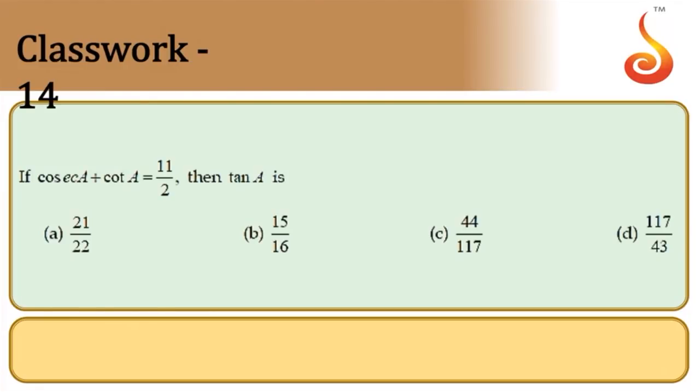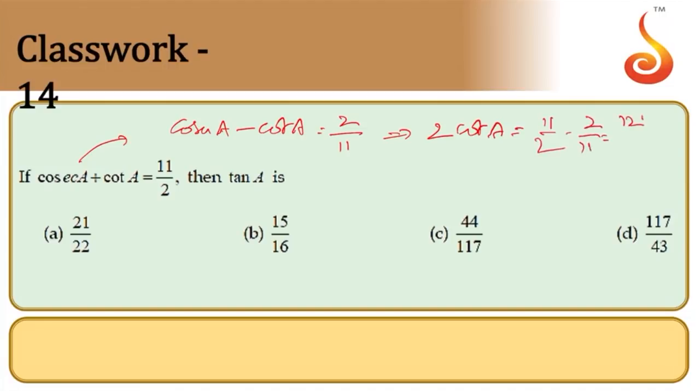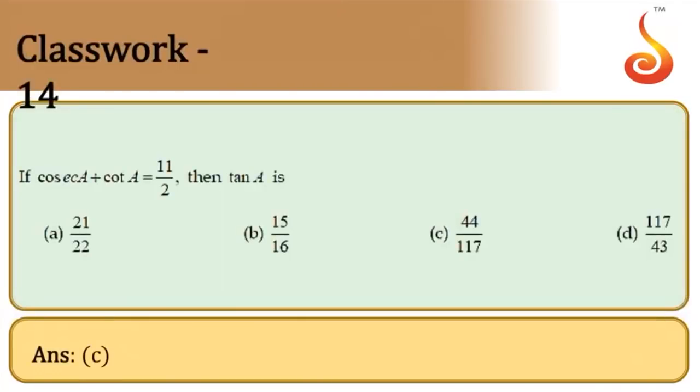Next, cosecant A plus cot A. From the basic trigonometric formula, we know cosecant A minus cot A will be the reciprocal of this. This is 2 by 11, and cosecant A plus cot A is 11. So we need cot A, and the subtraction of these two will give 2 times cot A. Subtracting these two, you get 11 by 2 minus 2 by 11. So 121 minus 4 divided by 22. So when divided by 2 and taking reciprocals, you will have 44 by 117 as the answer here. So the answer is C.